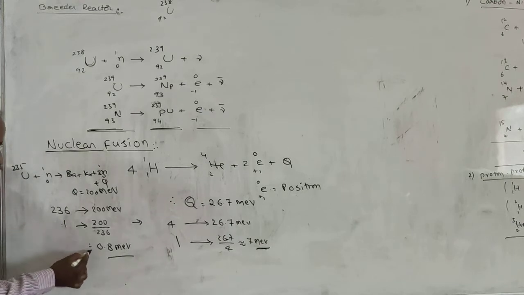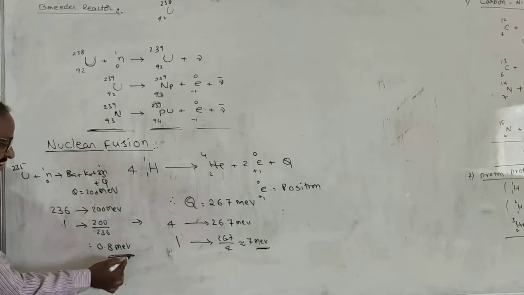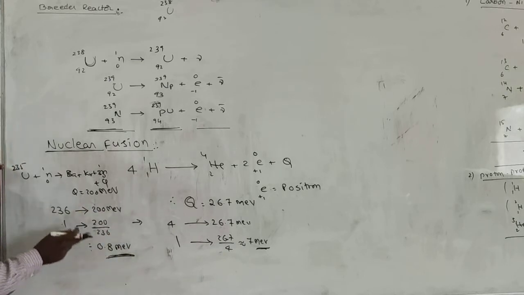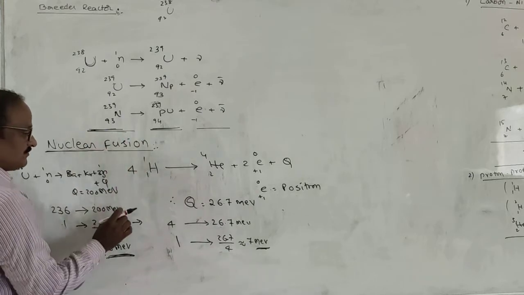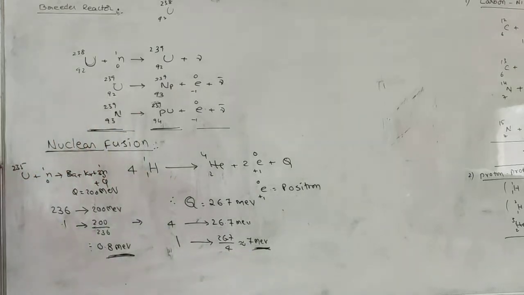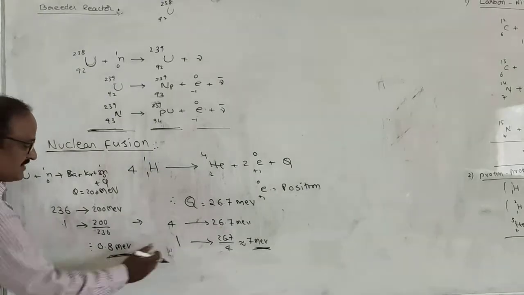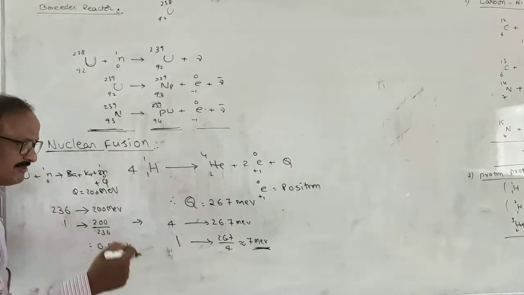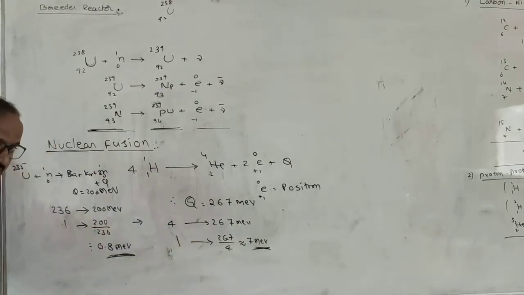So, for each nucleon, the energy released is equal to 0.8 mega electron volts in the case of nuclear fission. In the case of nuclear fusion, the energy released per nucleon is approximately 7 mega electron volts. Compare these two. In which case will the amount of energy released be more? Nuclear fusion reactions.